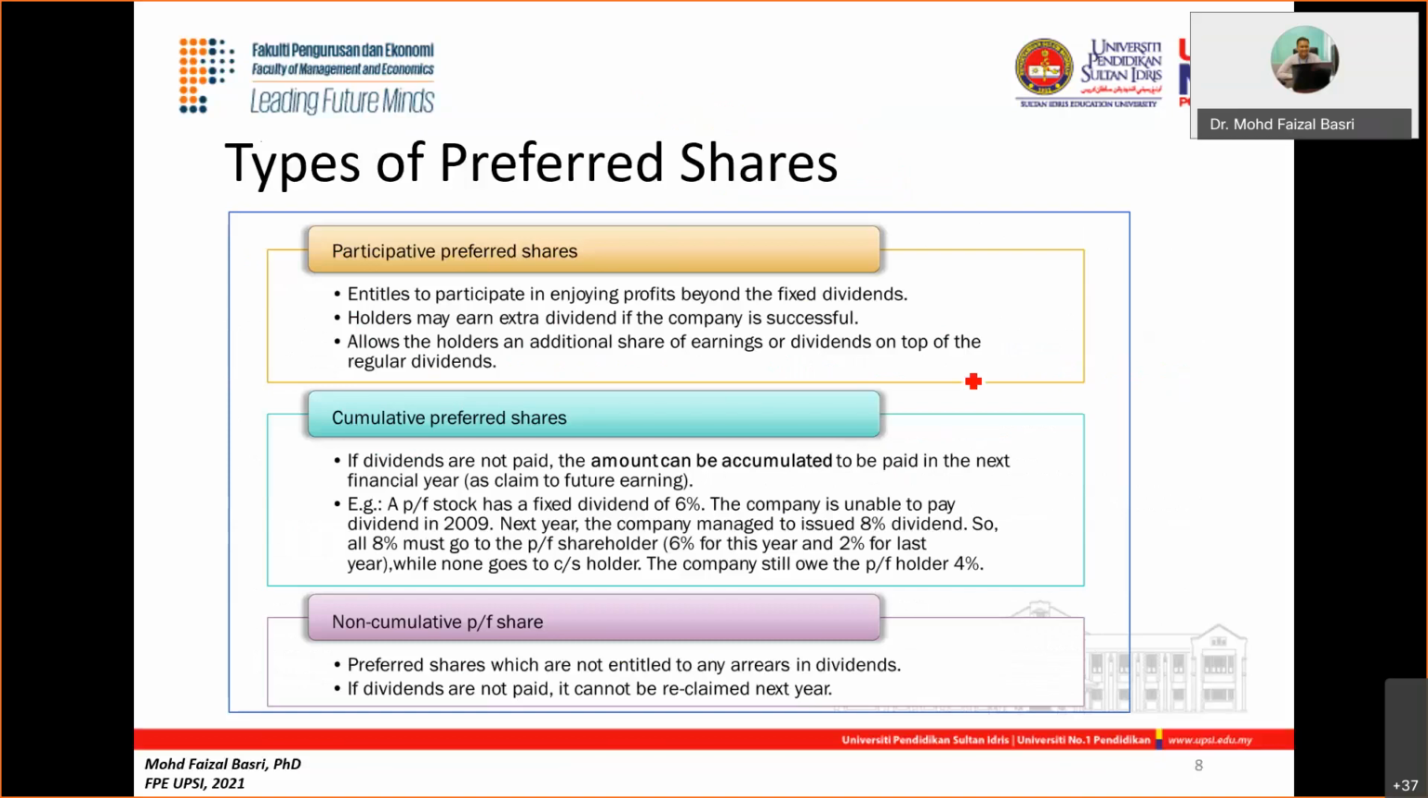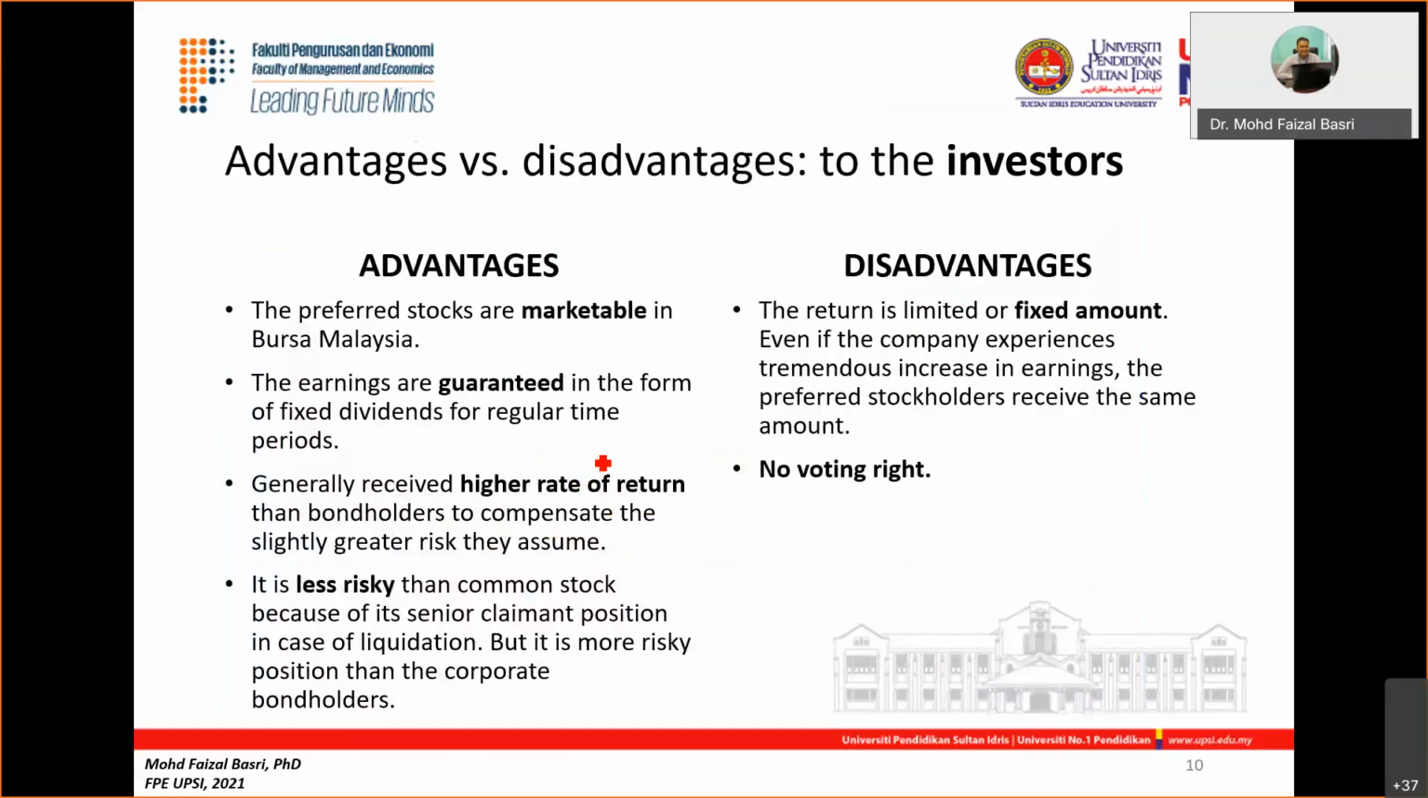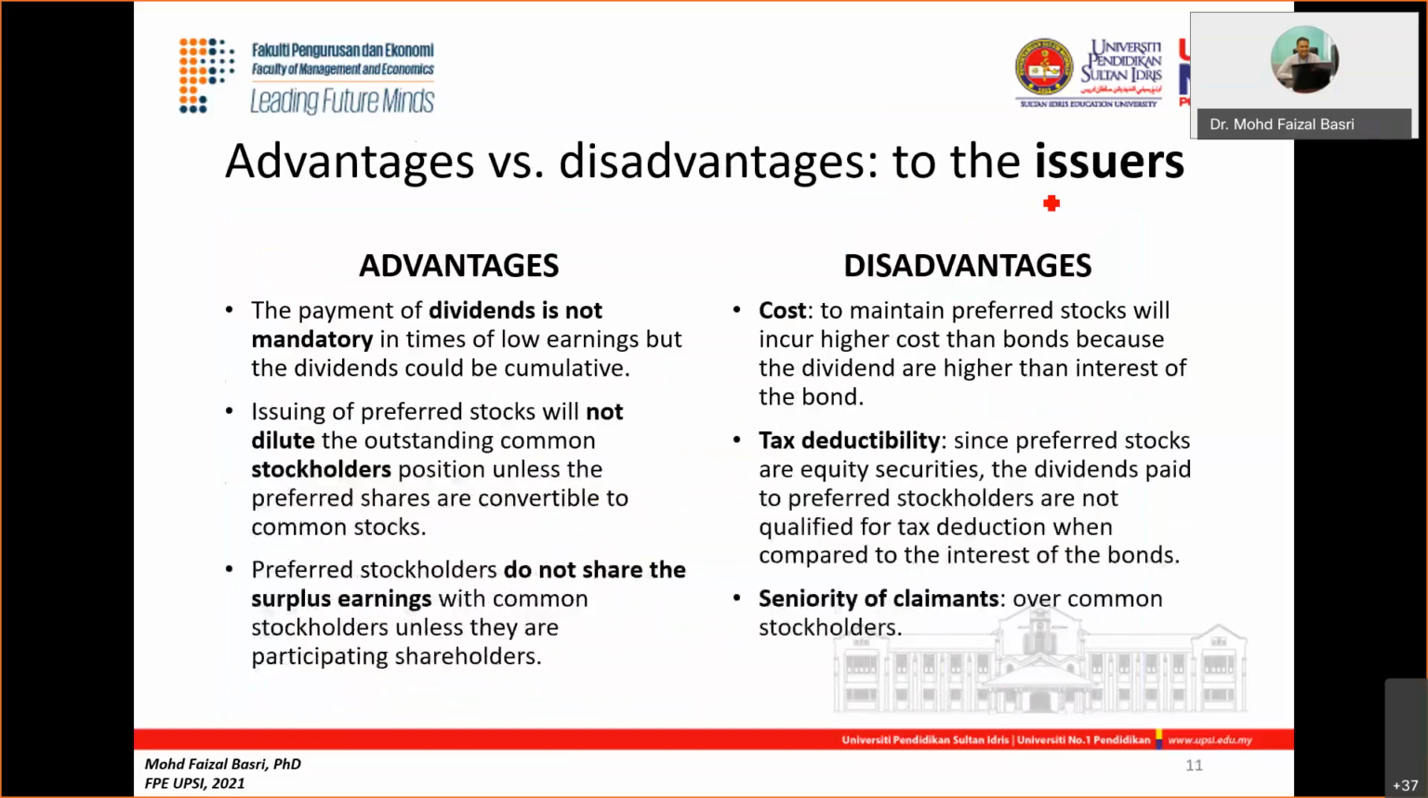Okay, so later on you can read back the types of preferred stocks: the participative, some I already mentioned, the cumulative versus the non-cumulative, callable and also convertible. You can read by yourself here, right? In terms of advantages versus disadvantages, we have again to the investors and also to the issuers.